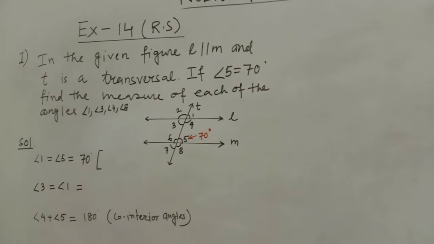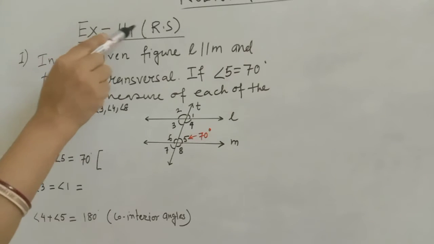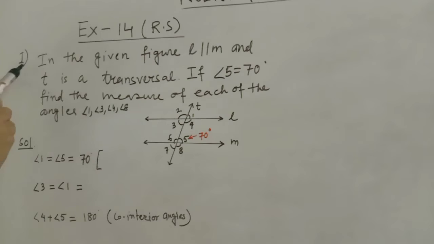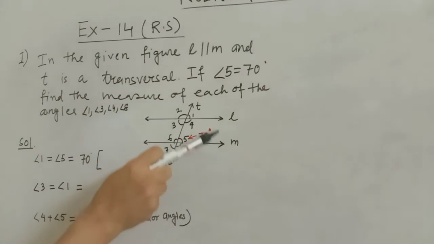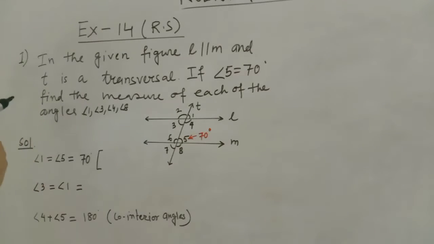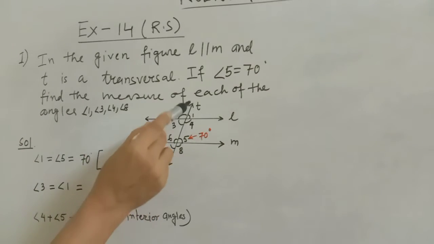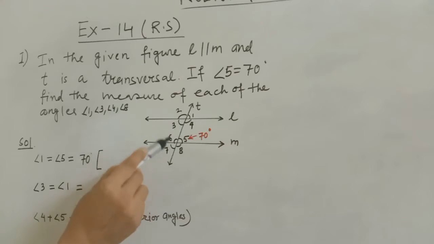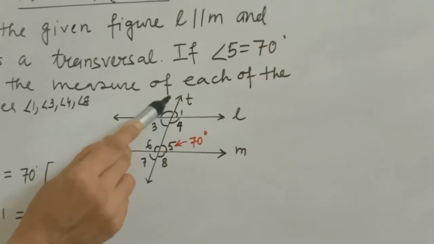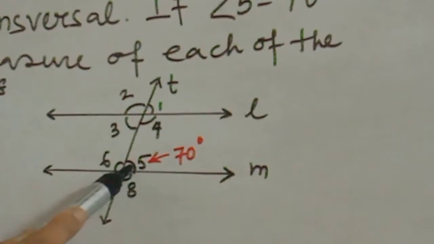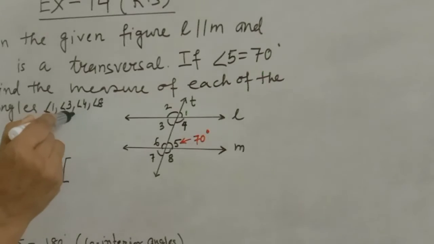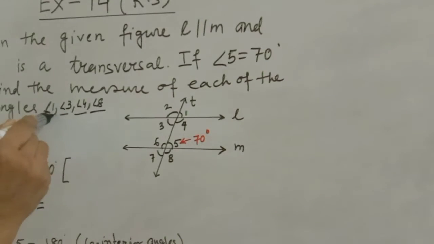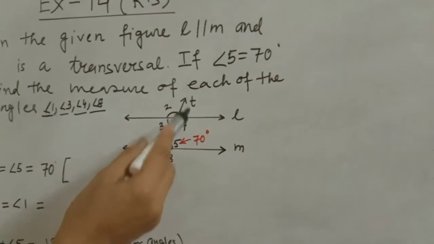Now it is another question from exercise 14, R.S. Agarwal. Question number 1. In the given figure, L is parallel to M, and T is the transversal. Angle 5 is given 70 degree. You have to find angle 1, angle 3, angle 4 and angle 8. These four angles you have to find out.